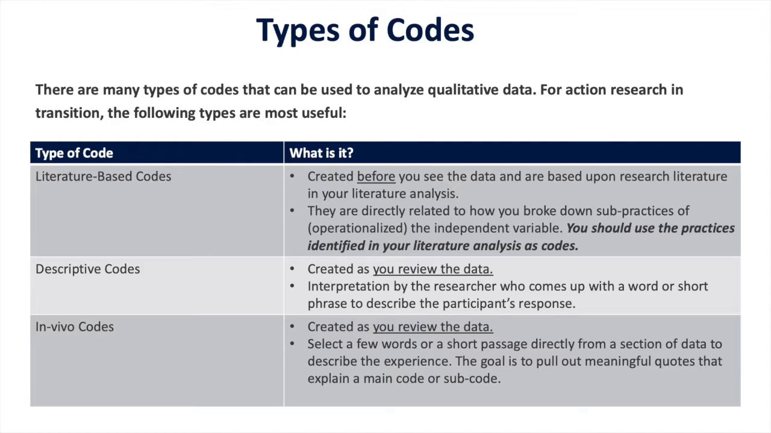So it's literature-based codes, and these are created before you see any of your data. So these would be created now before you've collected and you see your program evaluation data. And they're based directly upon literature from your literature analysis. So that means that these codes are made directly from your 2.2 of your organizer, your literature analysis in your organizer. And they are directly related to how you broke down sub-practices, or as we call operationalized, your independent variable. And you should use practices identified in your literature analysis as codes for your studies this semester. We're going to be doing this.